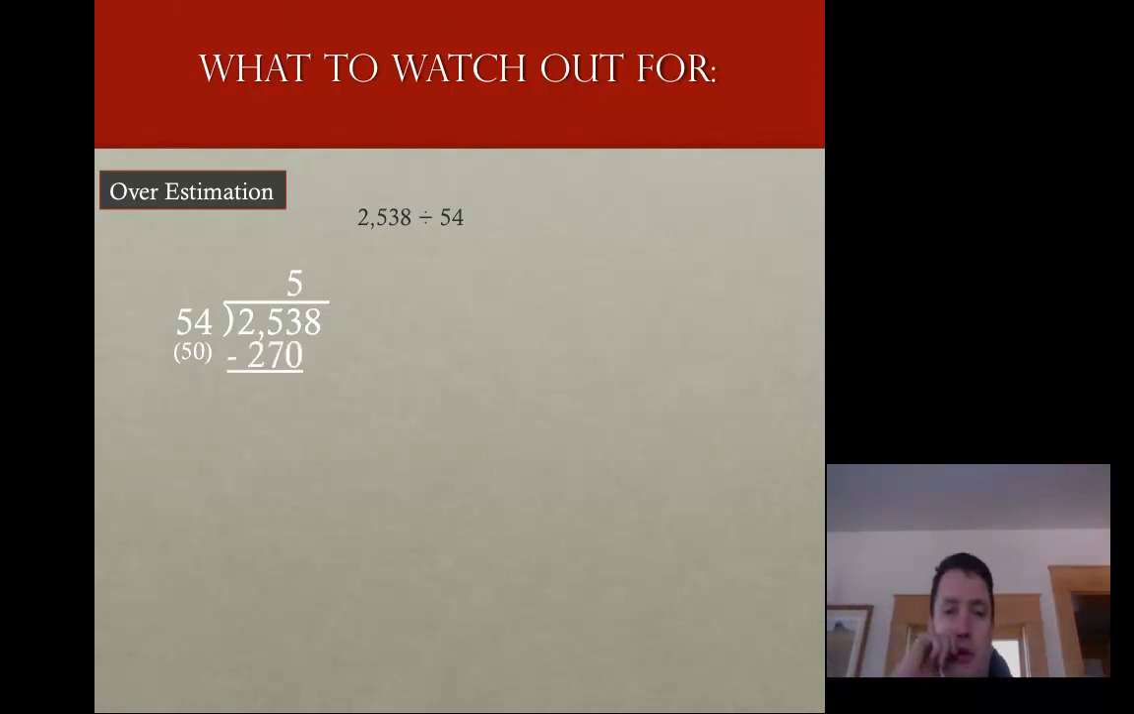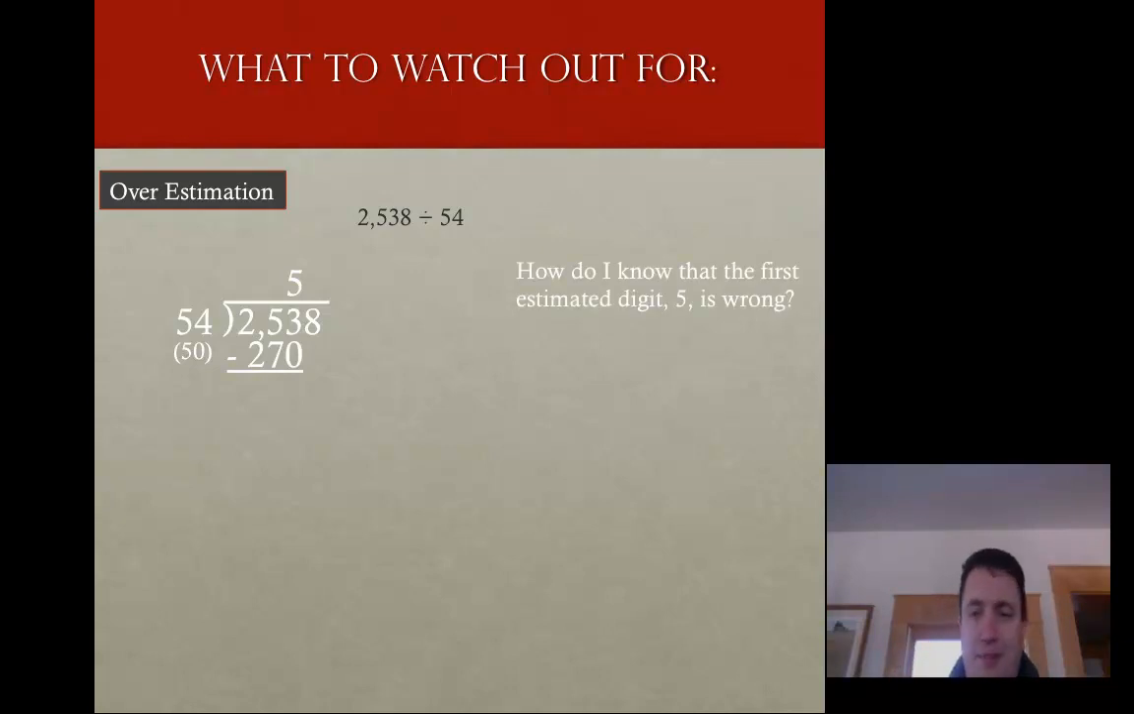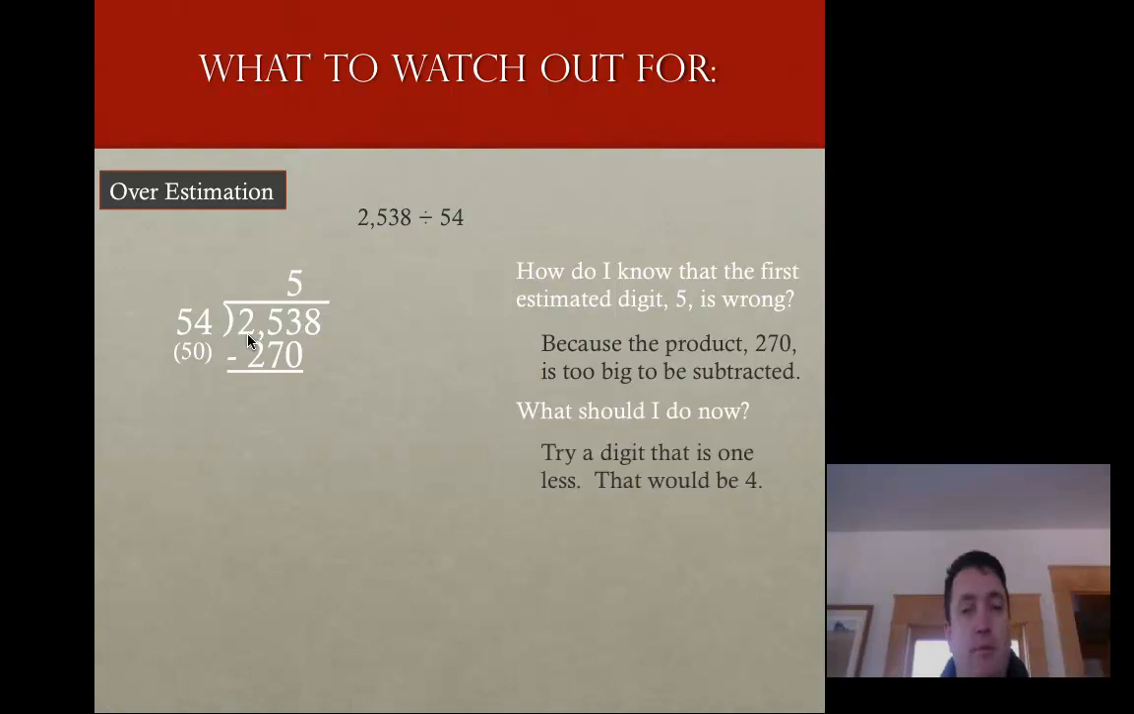But wait, when I use the original number, look at my product. Okay, so how do I know that the estimated digit 5 is wrong? Well, because when I look at it, I can see that product 270 is too big for me to subtract from 253. That's not going to work. So the big question is, what do I do now? Well, the easy thing to do is you try a digit that's 1 less. Okay, so in this case, 1 less would be 4. So I'm going to get rid of that, and I'm going to use 4 times 54. It's an easy substitution.